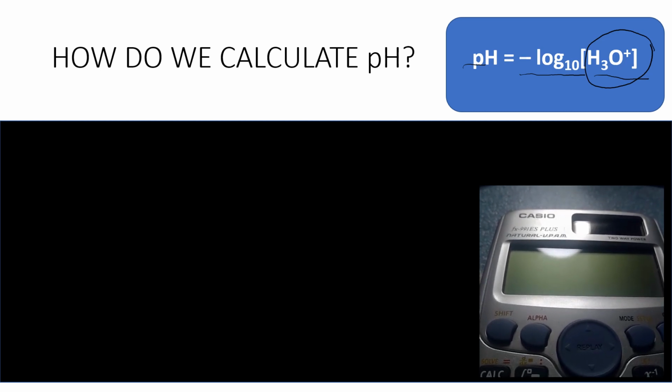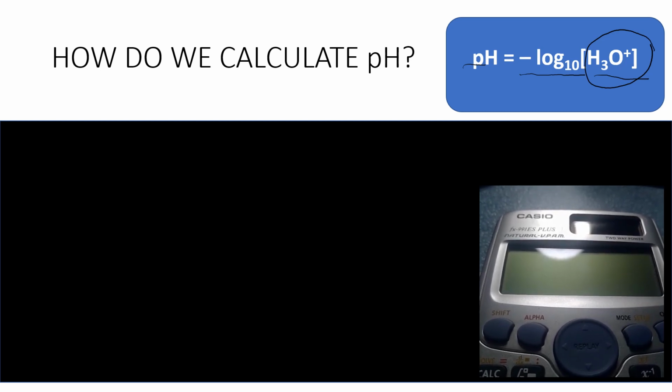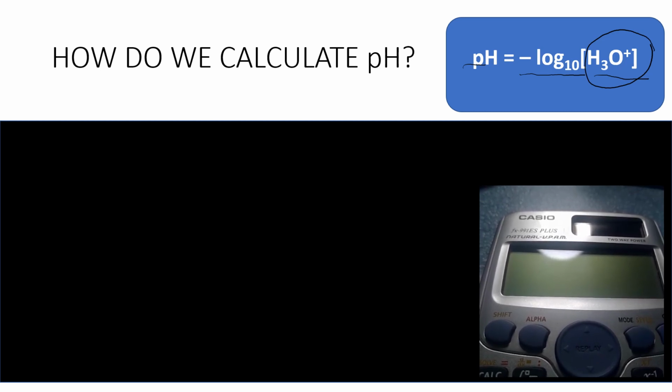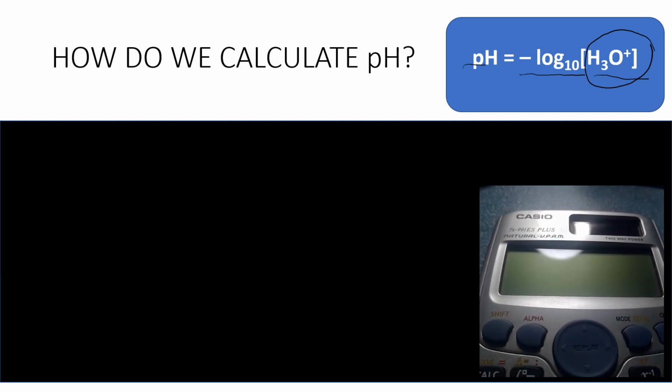Square brackets around the hydronium means that you are using the concentration of hydronium ions in the solution being measured. The next step is figuring out how to use your calculator to solve problems using logarithmic relationship. Remember that each calculator will have its own order of button pushing. So now you must learn to use your calculator.